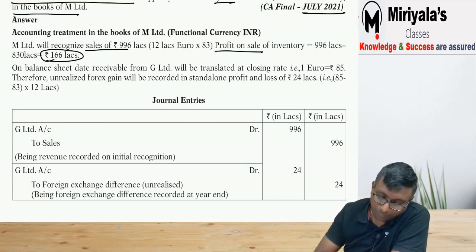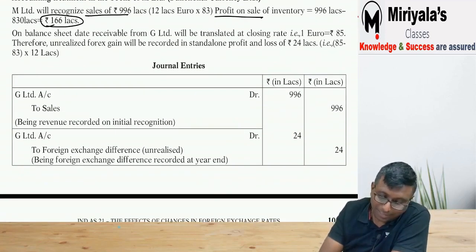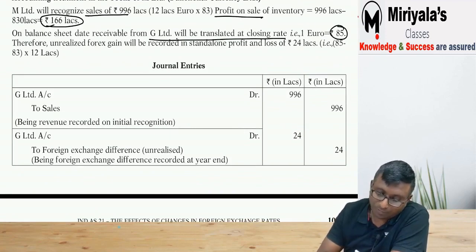So now, look. On the balance sheet date, G Limited will be translated at the closing rate of 85, without doubt. Therefore, the unrealized foreign exchange gain is equal to what? 85 minus 80, into 12 lakh, that is equal to 24 lakh rupees.